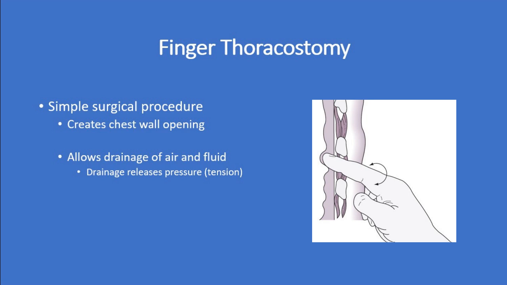This leads into managing the tension physiology. If tension pneumothorax is recognized, it should be promptly decompressed to improve ventilation and perfusion. The way this is done is by creating an escape for the air. This can be done by a simple surgical procedure called a finger thoracostomy.